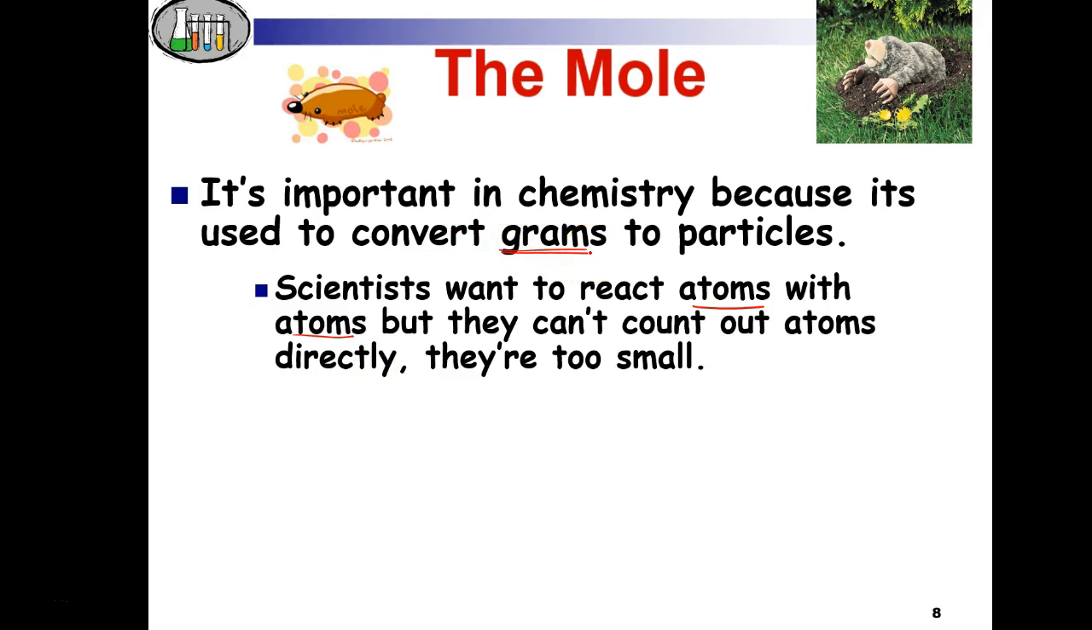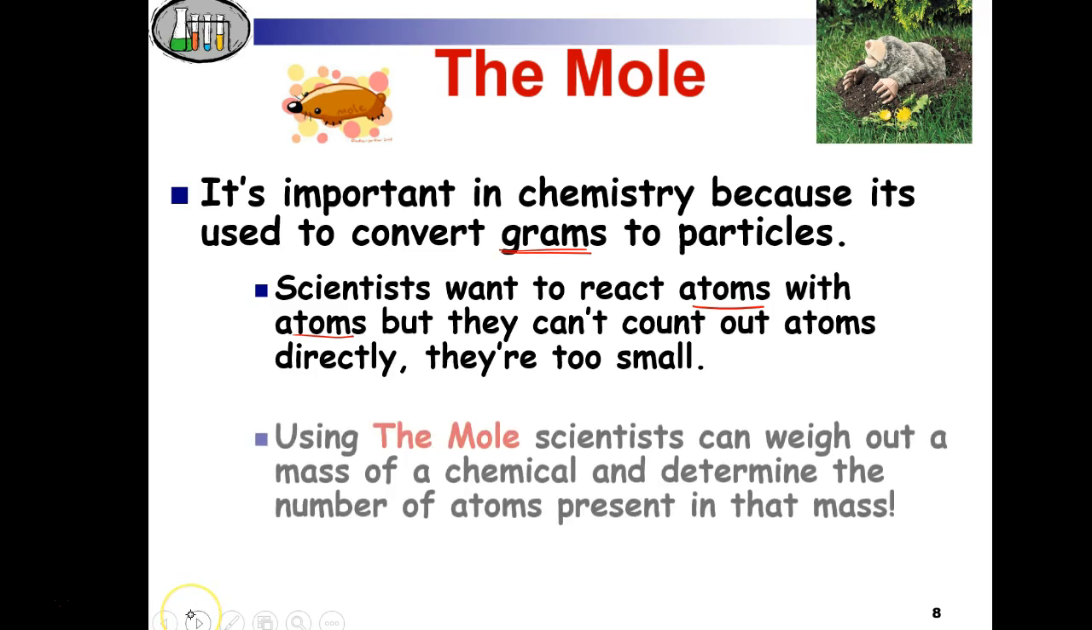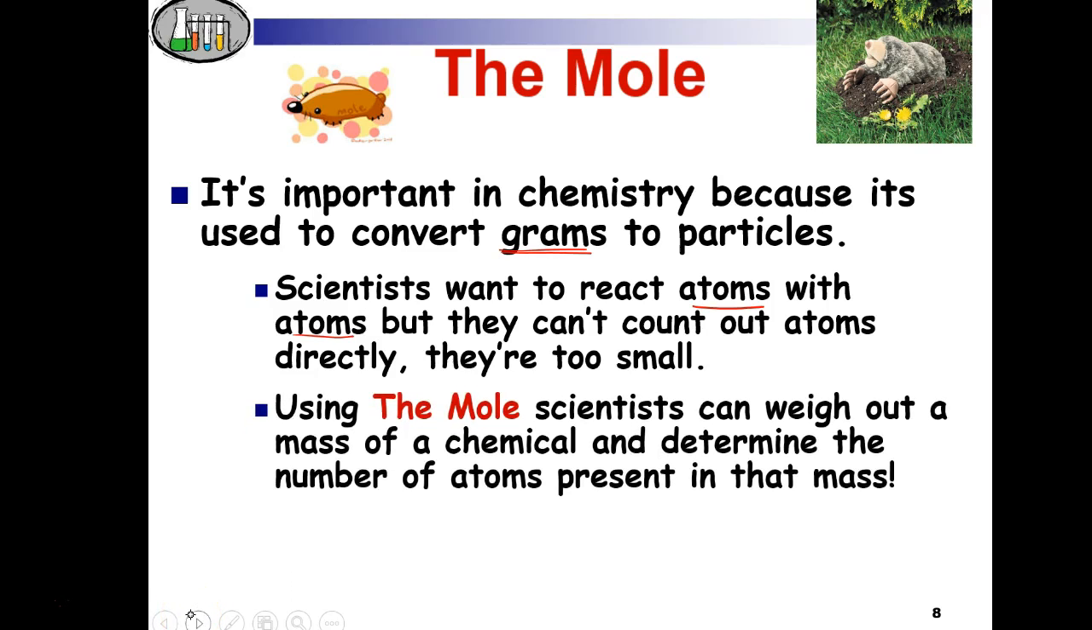We want to react atoms with atoms. That's how reactions happen, right? It's at the atomic level. They exchange electrons and they form bonds, and that's how you get these compounds. But you can't count them because they're too small. So instead, we count them using the mole. If you weigh out the grams of a sample, and we know how many grams there are in one of them, then we can determine the number of atoms present in that mass.